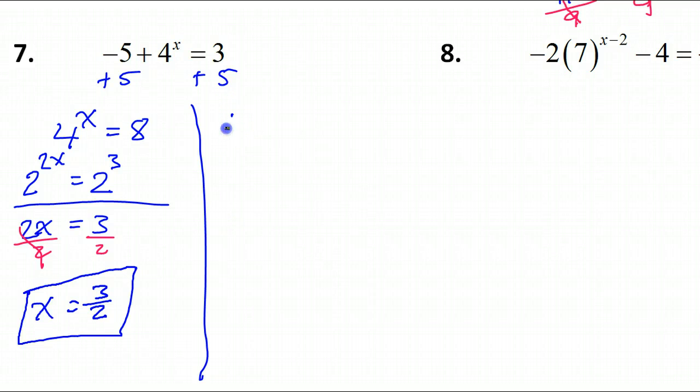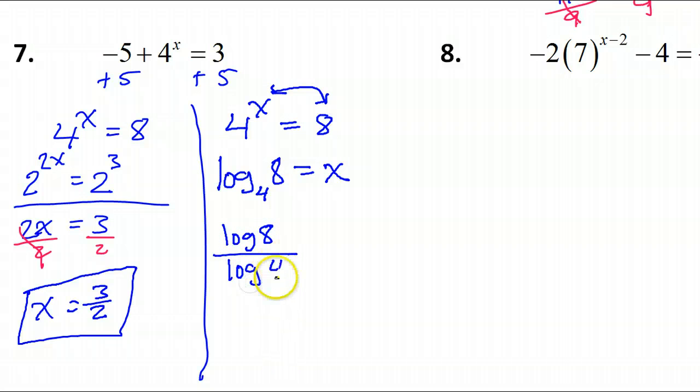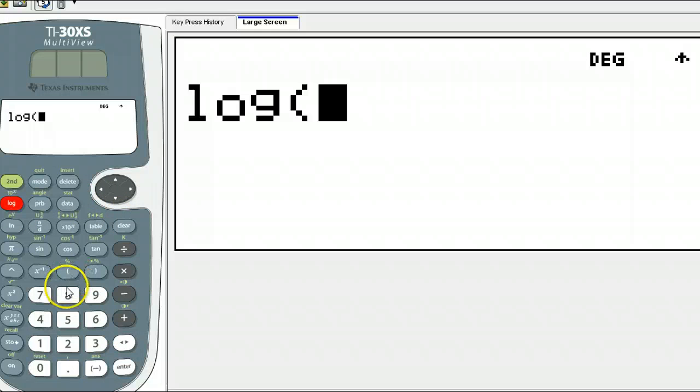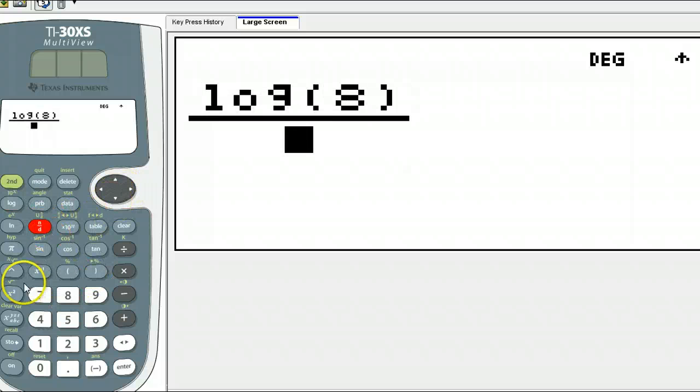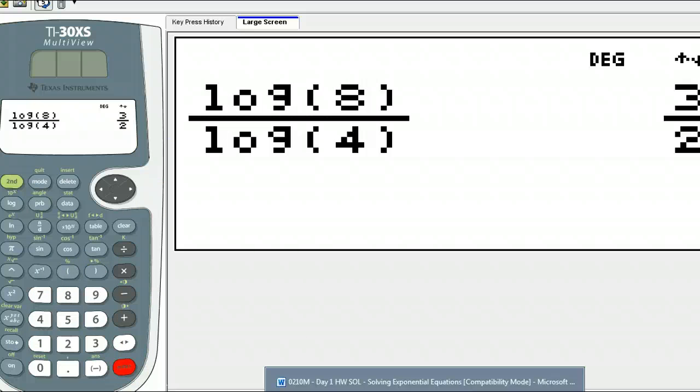Now, what if we did it the other way? Let's go back to this. So I have 4 to the x equals 8. If I write this in log form, then that would be log base 4. Okay, you always start with the base. And then these two things have to switch sides. So it would be log base 4 of 8 is equal to x. Using the change of base formula, I could do log 8 over log 4 to get the answer. Okay, so log 8 over log 4. And there you have it, 3 over 2, either way.